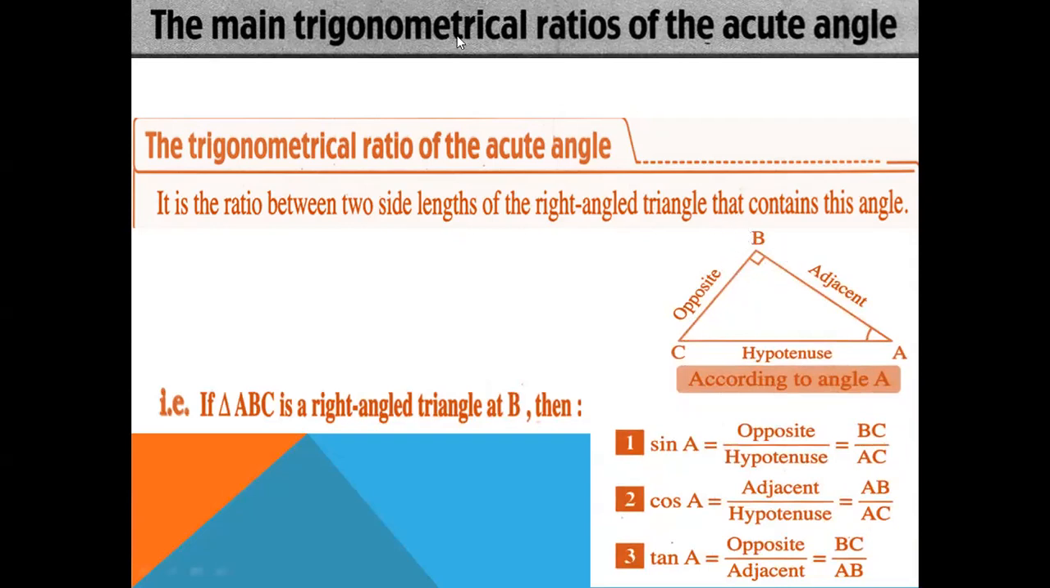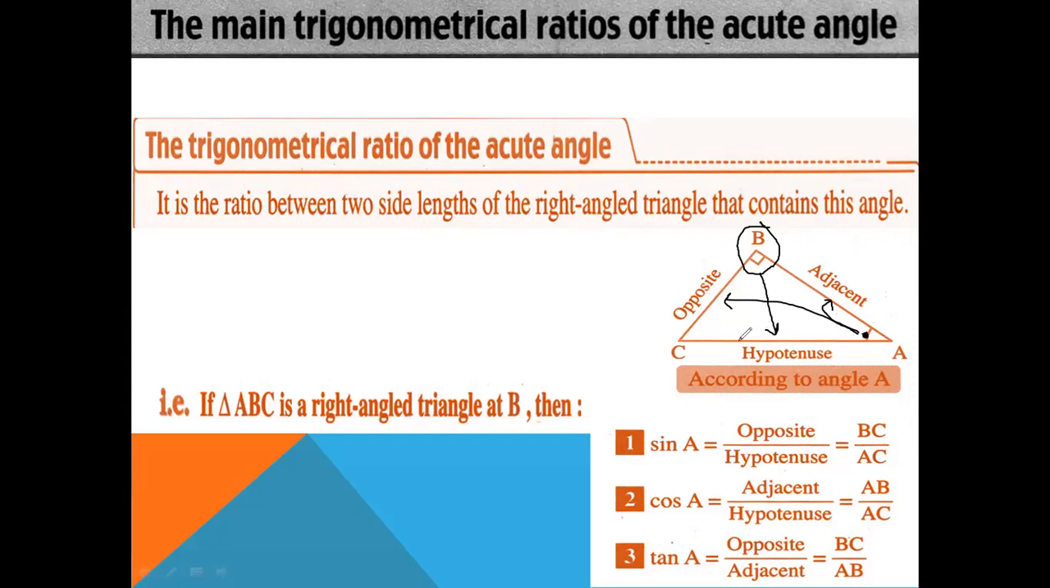B is the right angle, then the opposite side is called the hypotenuse. If we talk about the measure of angle A, the opposite side is called opposite and the other side is called adjacent.